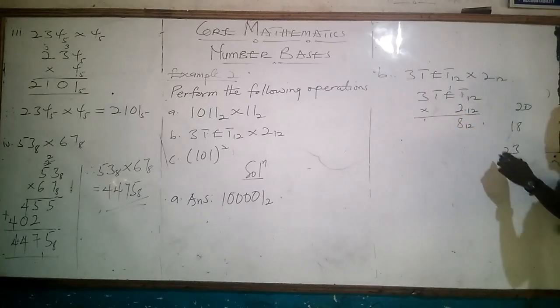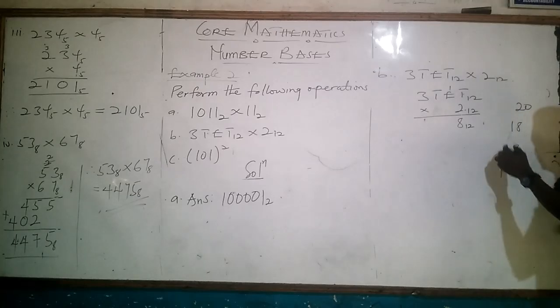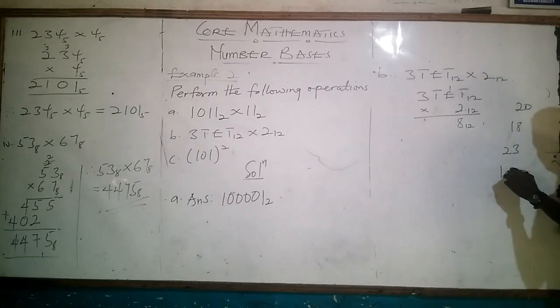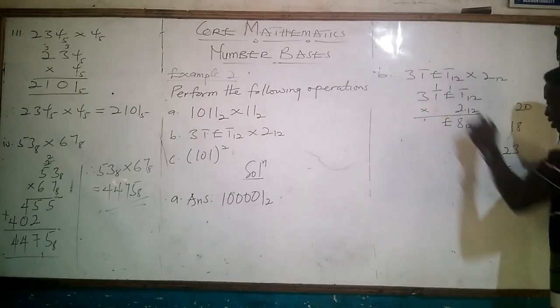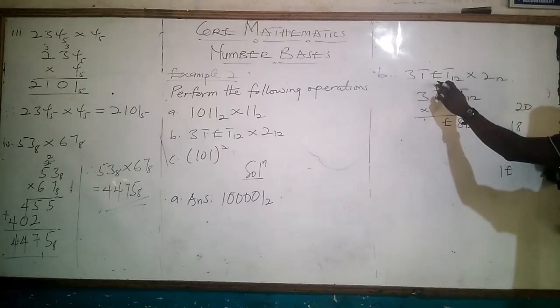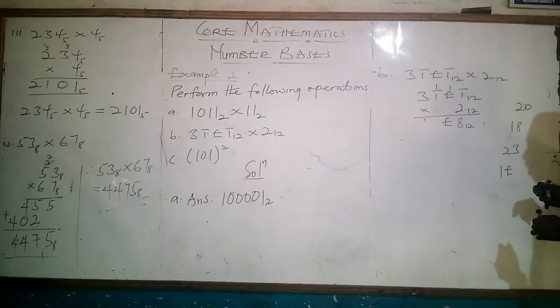23. And how many groups of 12 do we have in 23? That is 1. Then remember what? 11. And in base 12, 11 is written as what? E. Are we getting that? So I can put my E here, then put my 1 here. That is the one I'm carrying forward, and the E as the remainder is here. Are we getting that?